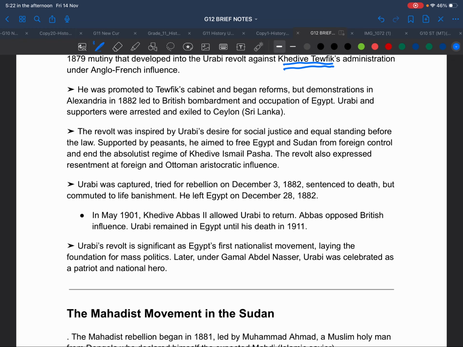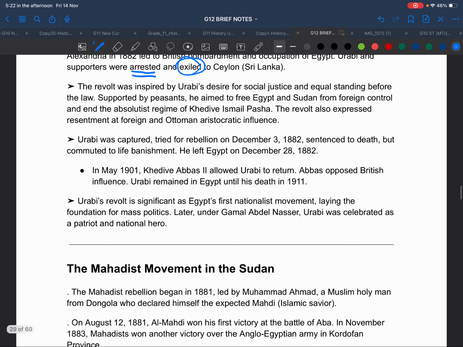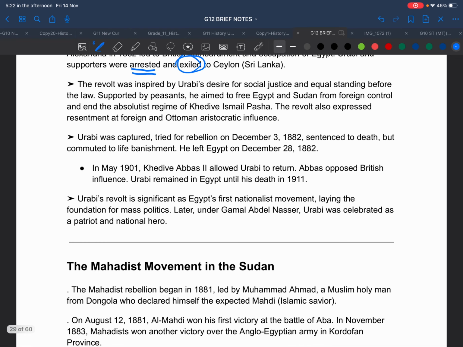Urabi plus his supporters were arrested, detained, and finally exiled, leaving Egypt. The revolt was inspired by Urabi's interest in social justice and equal standing before the law, with everybody treated equally under the law. Supported by peasants, he aimed to free Egypt and Sudan from foreign control and from the absolutist regime of Khedive Ismail Pasha. Okay.